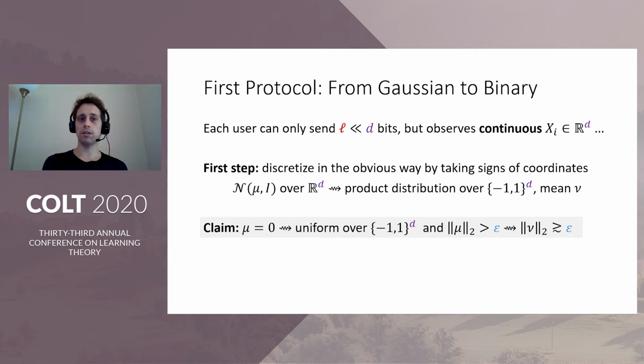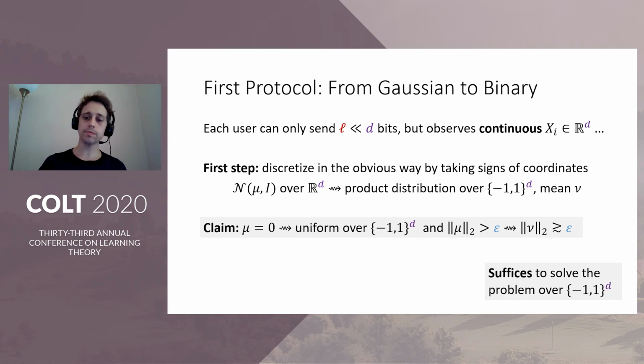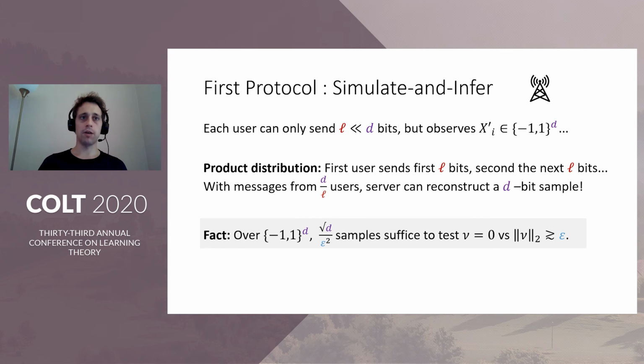So this goes from a Gaussian to a product distribution over bits, over -1,1 to the D. And the key observation here is that, of course, if the mean of the Gaussian was 0, the mean of that product distribution is still 0. But importantly, if the mean of the Gaussian was far from 0, if there was a strong signal, then the mean of that product distribution is still not exactly at least epsilon, but epsilon over 100. There's still some signal preserved in the bits, which is great. That way, it suffices to solve the problem over -1,1 to the D, which is, well, a discrete problem. Here comes the second step of the algorithm, which we call simulate and infer.